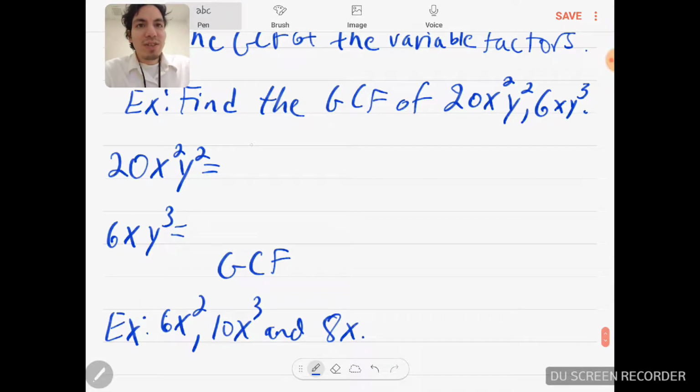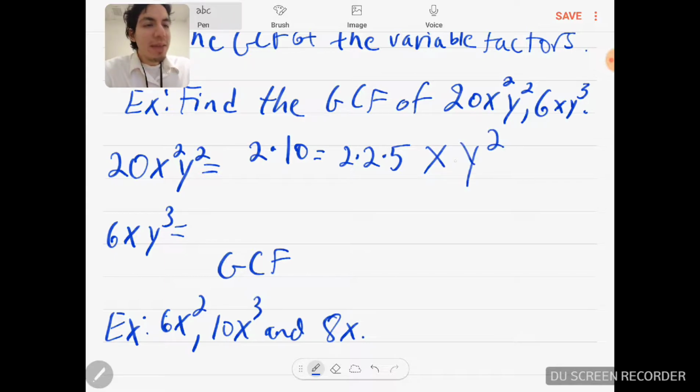Well, let's see, can we break it up into product of primes? So 2 times 10 would be 2 times 2 times 5, but then we have, so we're trying to find the GCF of 20 and x squared, y squared. So x squared looks like the highest and y squared looks like the highest, but what's the most x can give? X can only give x, and y squared is the highest in the first term, so it'll be y squared. That's the most when it comes to the variables.